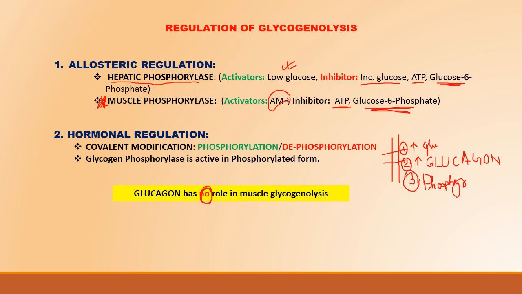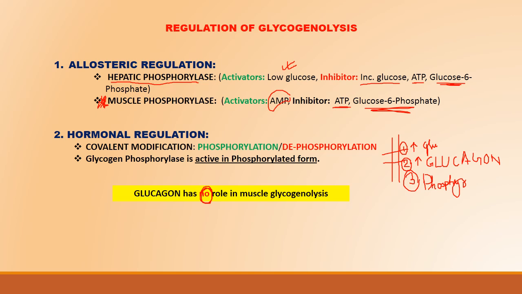We know every metabolic pathway has two types of regulation: allosteric regulation and hormonal regulation. So, in the case of liver, hepatic glycogen phosphorylase is activated by low glucose. If the body glucose reserve is low, then it will give a signal for further breakdown of glycogen, and it is inhibited by increased glucose. That means in the well-fed state, it is inhibited by ATP and it is inhibited by glucose 6-phosphate.